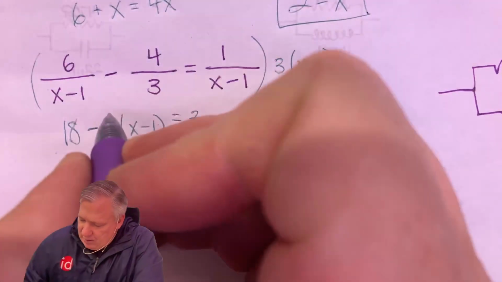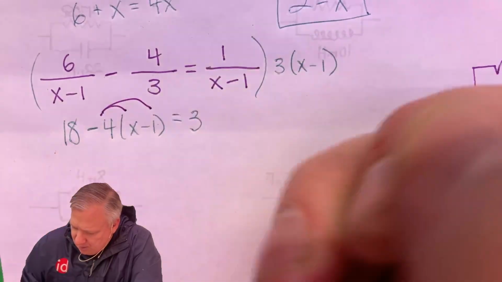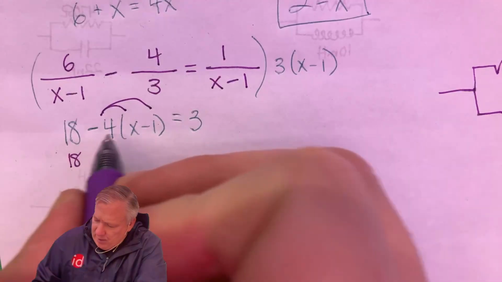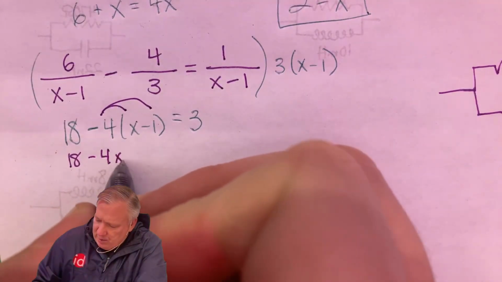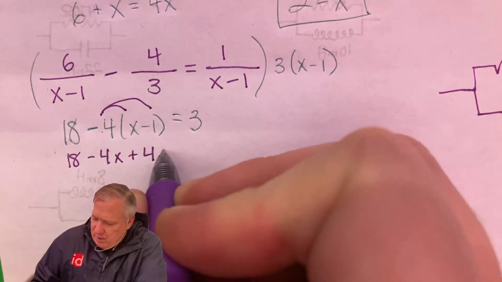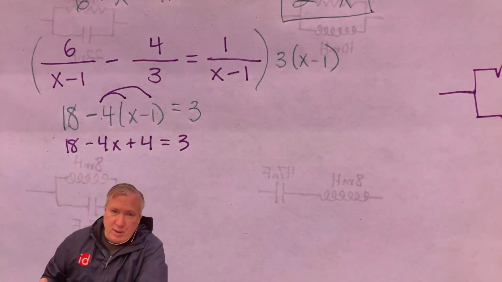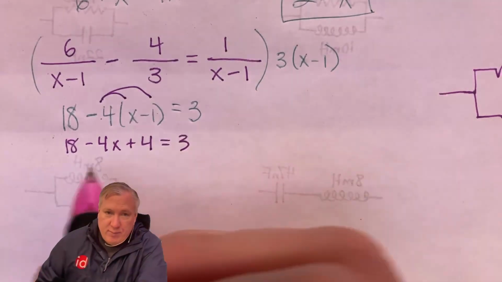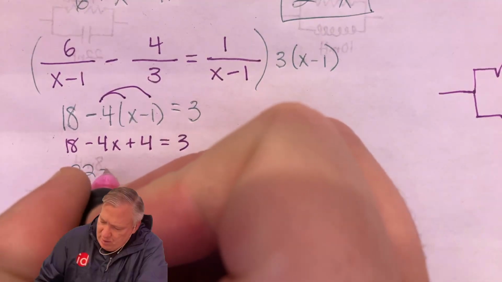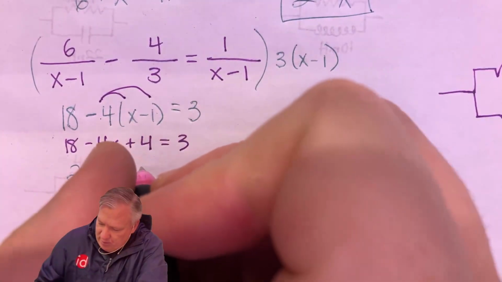Now, I can just distribute this negative 4. That's how I get rid of the parentheses. So 18 minus 4 times x is minus 4x. Minus 4 times minus 1 is plus 4, is equal to 3. And now I'm just, again, going through those algebraic steps. So 18 plus 4 is 22. So now I have 22 minus 4x, combining like terms, is equal to 3.